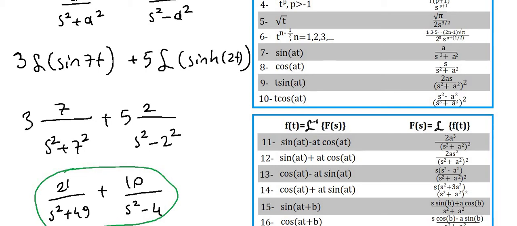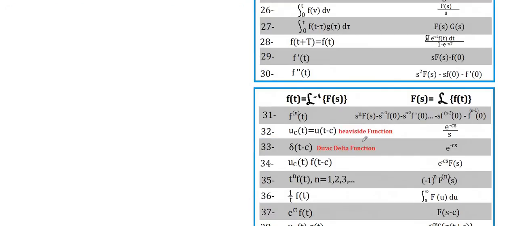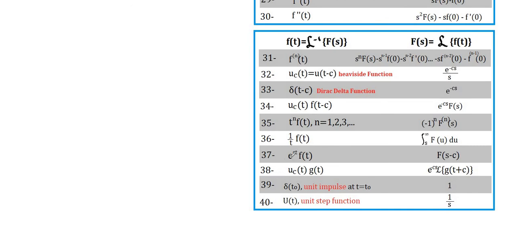Let's do another example. Now we have t cos 5t. We don't have a direct formula for the Laplace transform of t times a cos of at function, but we're going to make it up using number 35. Number 35 says t to the nth power times f of t will be equal to negative 1 to the n times the nth derivative of F of s.